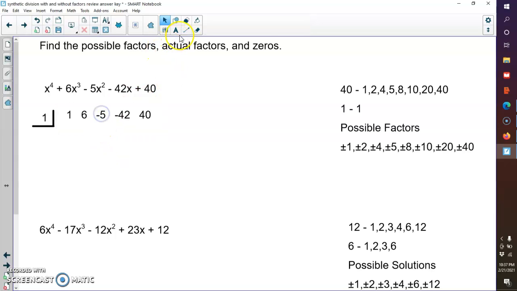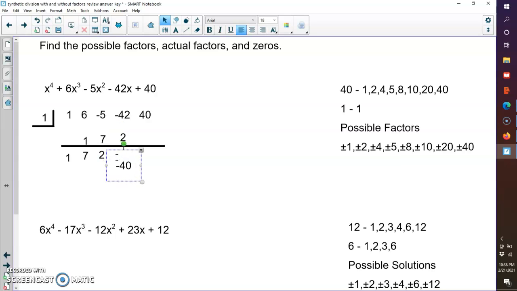All right, we're going to draw our line. And let's see what happens. So we drop our first term of 1. 1 times 1 is 1. 1 and 6 is 7. 7 times 1 is 7. 7 and negative 5 is 2. 2 times 1 is 2. And 2 and negative 42 is negative 40. And negative 40 times 1 is a negative 40. And that gives us a 0.